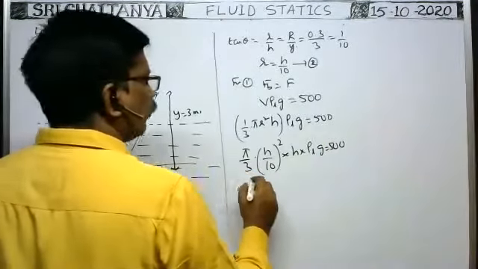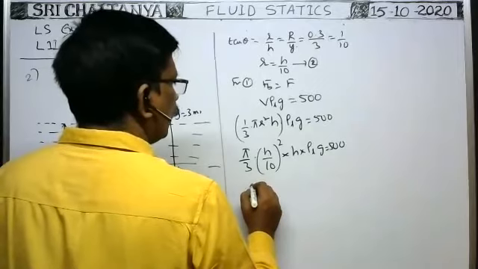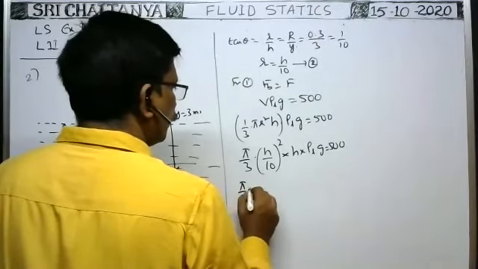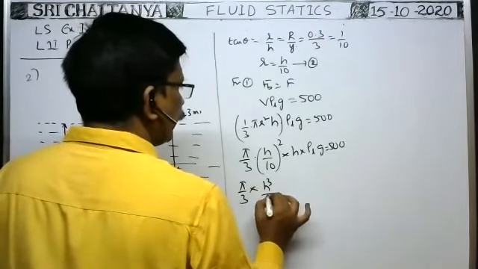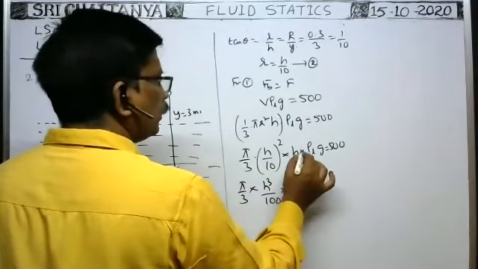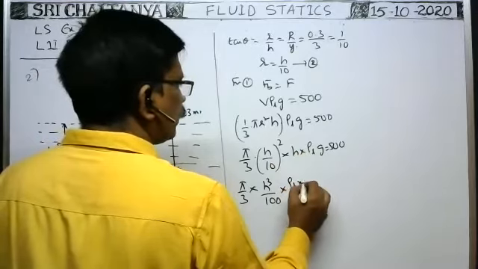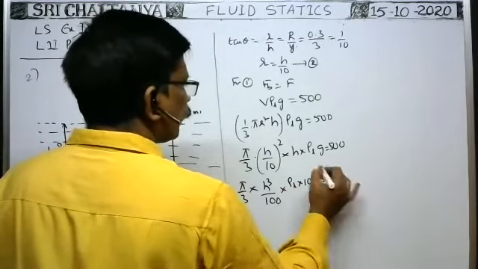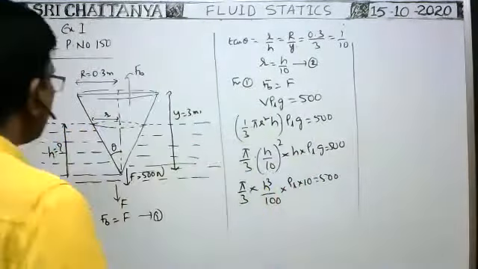Therefore, pi by 3 into h square by 100 into h, that is h cube, into density of liquid into g, which is 10, is equal to 500. Okay. Now, what about the density?